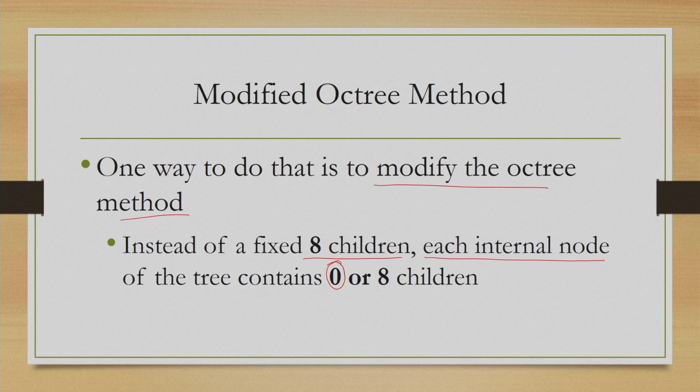So, now in the revised octree method, what will we have? Either 0 or 8 children for each node, which is not the case earlier. Earlier we were getting 8 children for each intermediate node. Now, we will get either 0 or 8 children for each intermediate node, depending on the property of the space represented by the node.